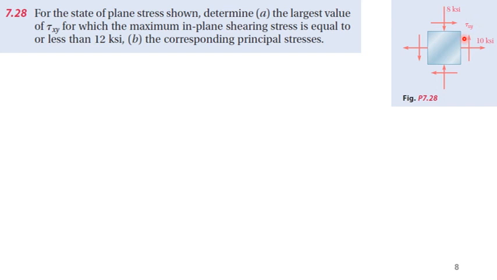So how much shear stress loading can we apply? We know that for that material, the allowable shearing stress must be equal to or less than 12 ksi. And in part B, we have to calculate the corresponding principal stresses. Now, if I want to write, sigma x is 10 ksi, sigma y is minus 8 ksi, and tau xy is unknown.